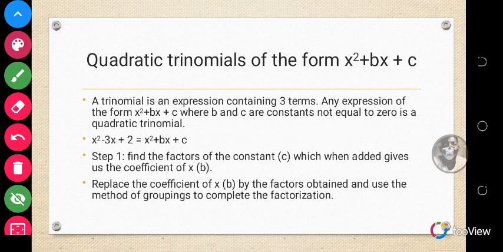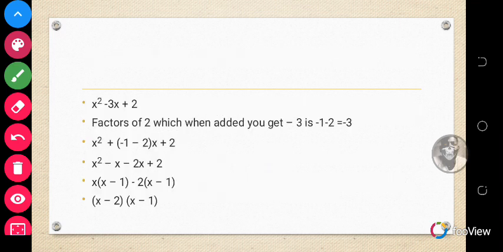Okay, so after that, what you do is you replace the coefficient of x by the factors you obtained. For example, in this case it will be -1 minus 2, and then the x will be there. Let's look at an example. Let's factorize this question: x squared minus 3x plus 2.